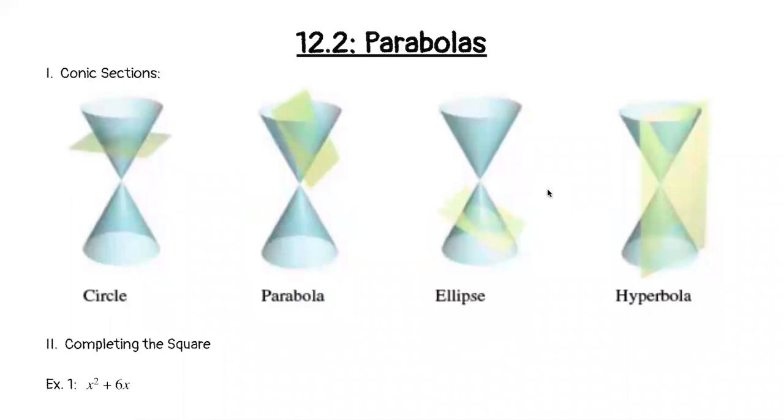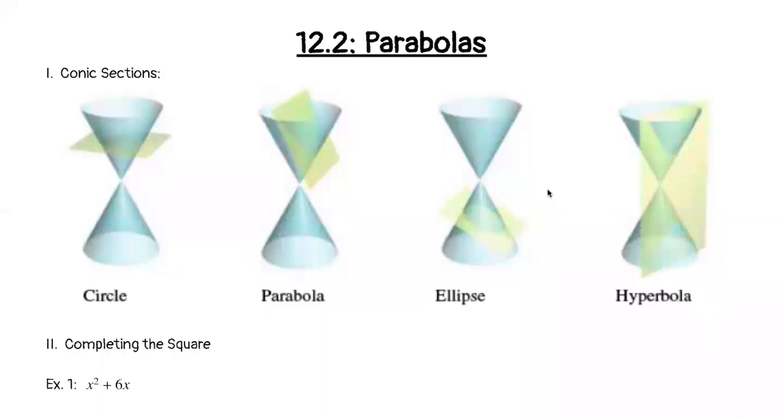So 12.2 is called parabolas. Before we talk about parabolas, we're going to review two things that I think are super important. The first thing is visualizing what a conic section is. When I first heard the words conic sections, I got really scared and thought, this sounds like it's going to be hard. I don't think it was until later that I realized a conic section literally means a section of a cone. We're taking these double stacked cones and slicing them in certain ways, and different ways that we slice will give us different shapes.